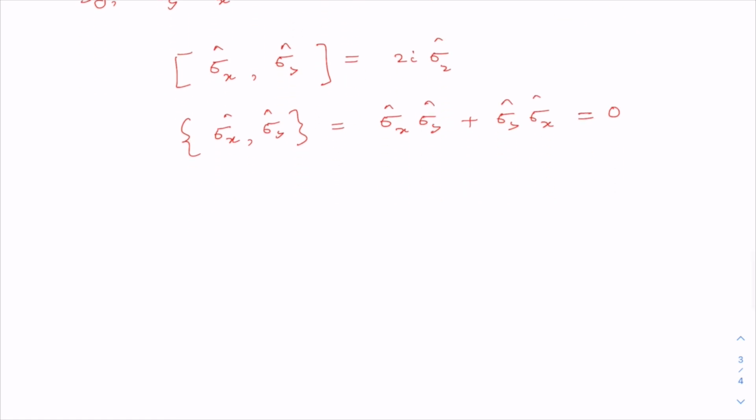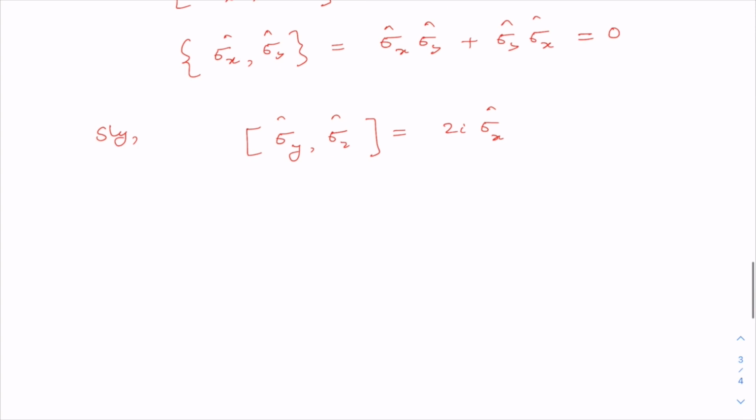In a similar way, you can show these relations: the commutator of sigma y and sigma z is equal to twice i sigma x. You note the cyclicity here, y z, then you have x. Similarly, you can write sigma z sigma x. This commutation relation would be twice i sigma y.